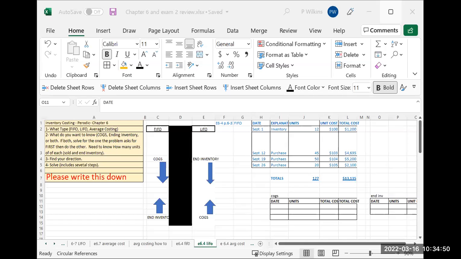All right, so we are going to do exercise 6-4. We're going to do LIFO, and I'm only asking you to do cost of goods sold, but I'll also do ending inventory really quick for you as well.